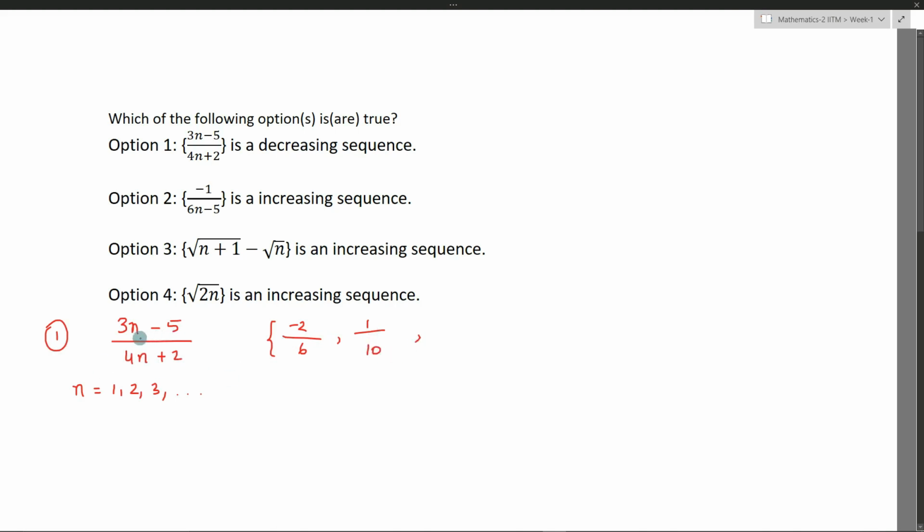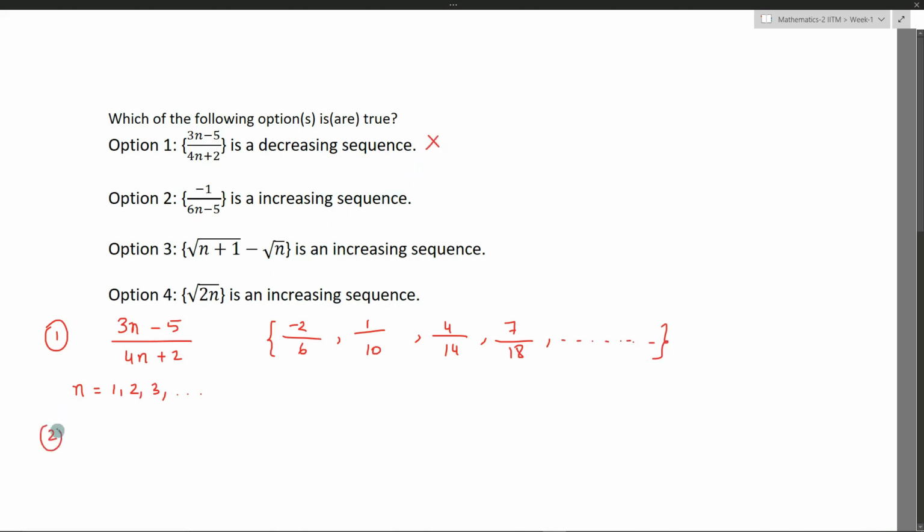So if we substitute 3, we have 3 times 3 is 9. 9 minus 5 is 4. 4 divided by 4 into 3 is 12, 12 plus 2 is 14. And let's substitute 4. 4 into 3 is 12, 12 minus 5 is 7, divided by 4 times 4 is 16, 16 plus 2 is 18. So as you can see, the sequence goes on increasing, right? So this is not a decreasing function. The option 1 is wrong.